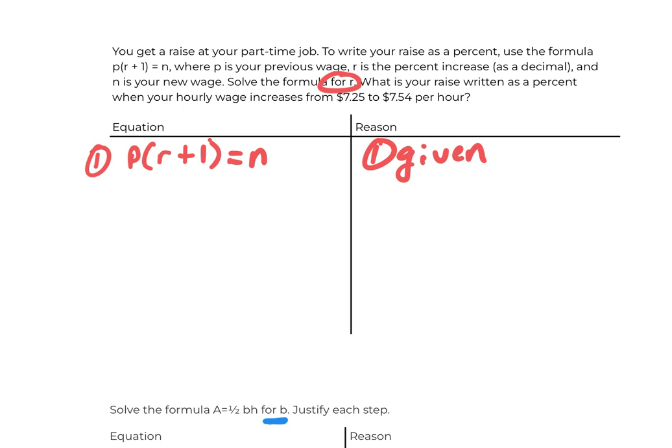And what are we going to do to get rid of the P? Divide. Rather than distributing it, we're going to divide, and we're going to do it on both sides. So this gives me R plus 1, because the P's are going to knock out, equals N over P. Our goal is to solve for R, so we want to get R by itself. What are we going to do next? Minus 1.